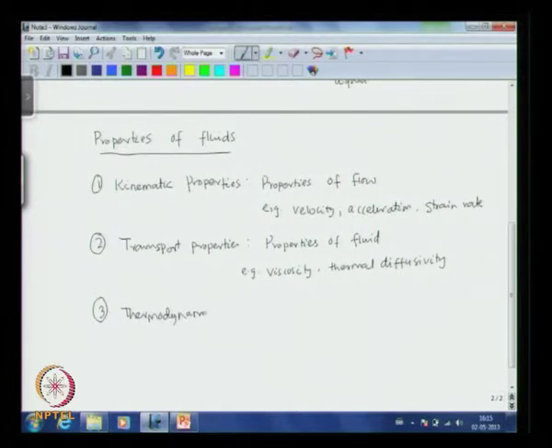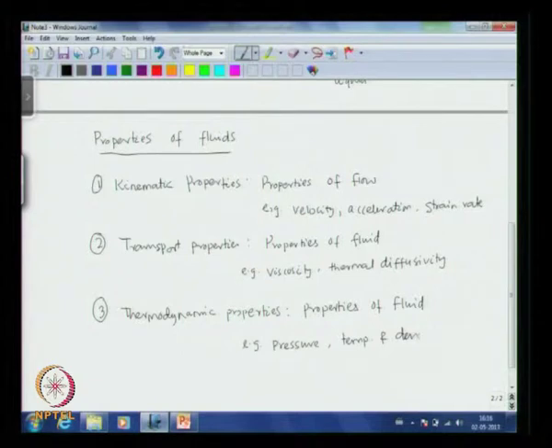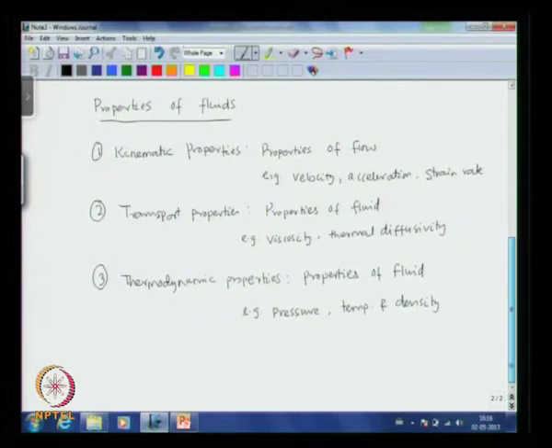So the third set of properties are the thermodynamic properties. These are again properties of fluid, and the examples are pressure, temperature and density. Then we have miscellaneous properties.